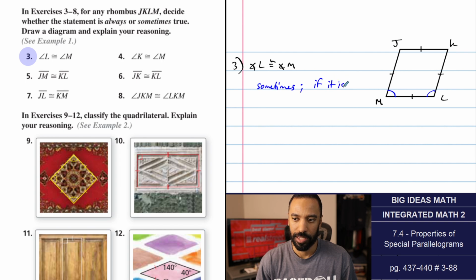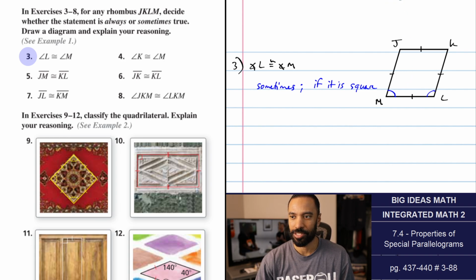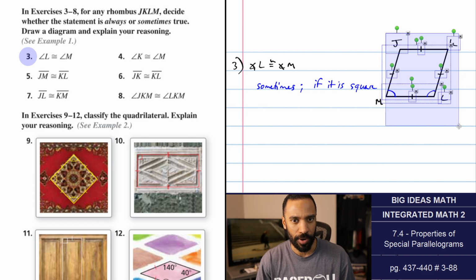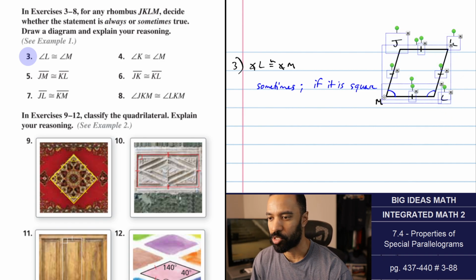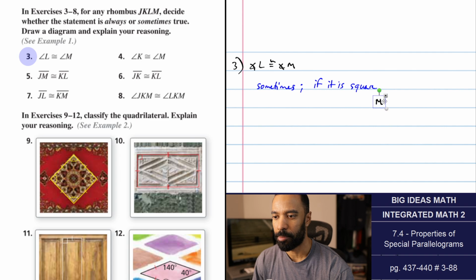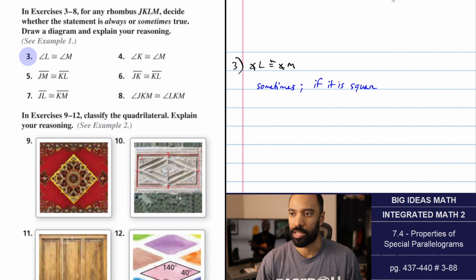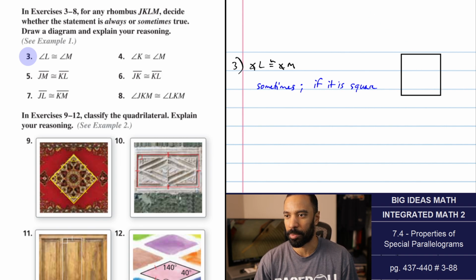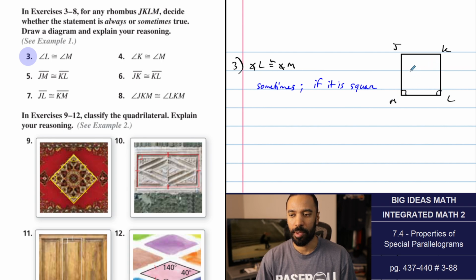If it is a square. Because in this case, they say draw a diagram to support your reasoning, right? Draw a diagram to explain your reasoning. So I drew a rhombus there. Let me draw it more square-like, knowing that a square is a rhombus, and then we'll kind of go off that next time. Sorry, it's my first time seeing this kind of problem. So J, K, L, M, like that. So there's my best support for something like that. And then boom, we got that also rhombus-like.